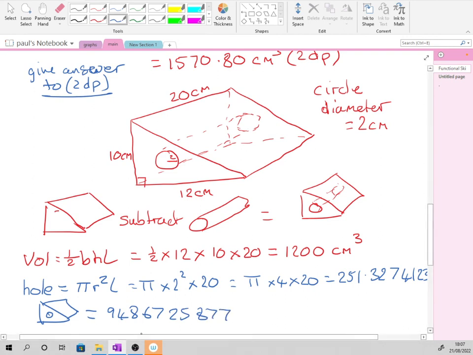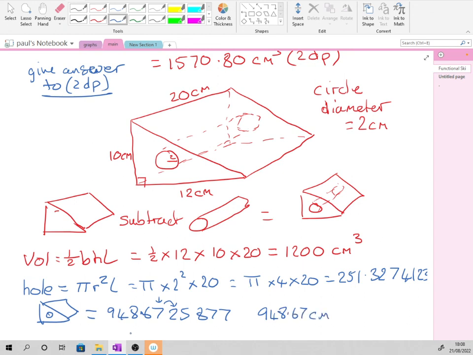948.6725877. Now, two decimal places, this one. There's our decider. It's too small, forget it. So we're going to just have 948.67 centimeters cubed to two decimal places.